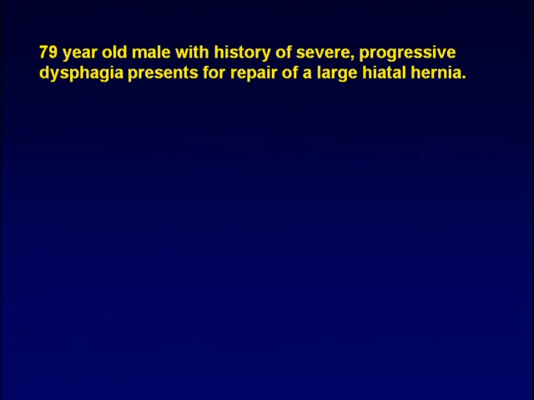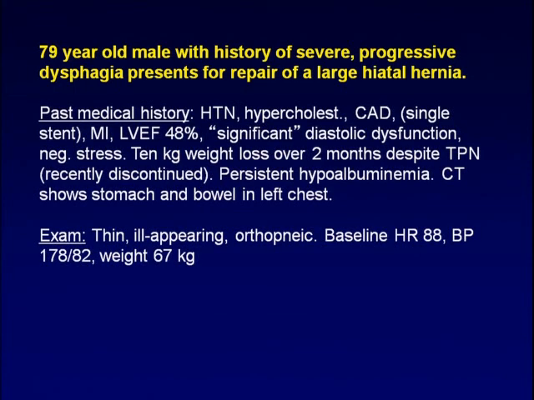Let me talk to you a little bit about the environment that I commonly work in now and give you a patient scenario of a 79-year-old man with severe progressive dysphagia who presents for a repair of a large hiatal hernia. On exam, he's hypertensive, he's got high cholesterol, he's got coronary disease with a stent in place, and he's had an MI in the past with a reduced ejection fraction. He's got an echo that shows, quote, significant diastolic dysfunction, in keeping with his long-term hypertension.